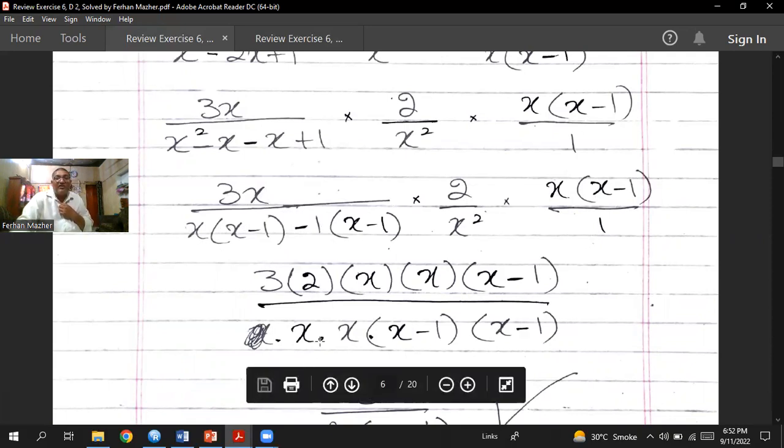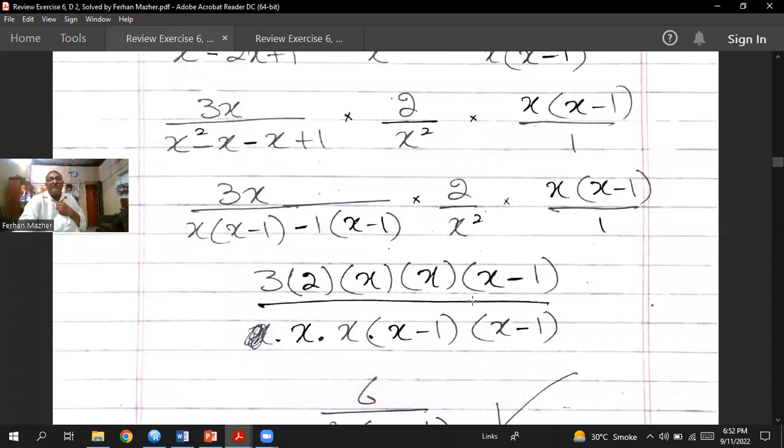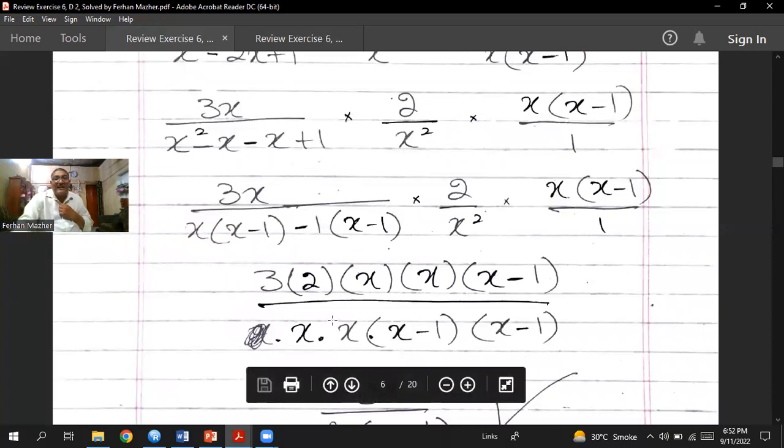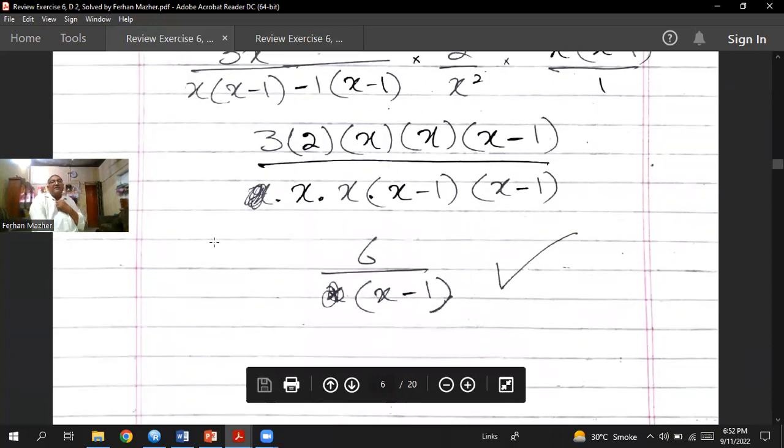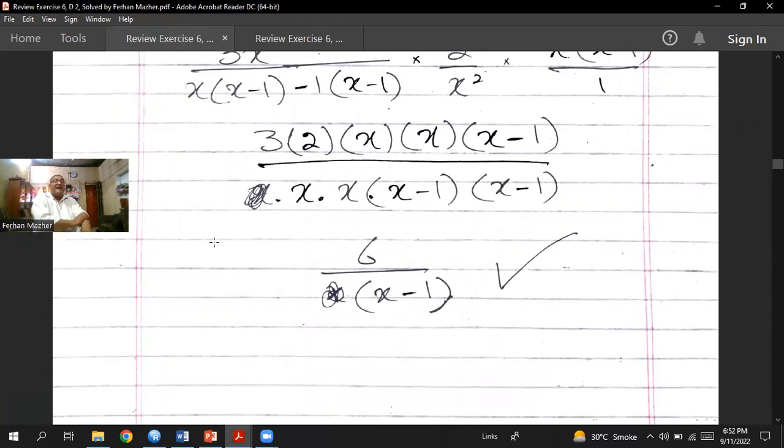This x square is also in the denominator. I've written it x into x. Upstairs, you will have 3 into 2 into x into x into x minus 1. So this x will be cancelled, and these x minus 1 will be cancelled. So you are left with 6 divided by x minus 1. So this is how you will do this. It's a very simple and straightforward question.